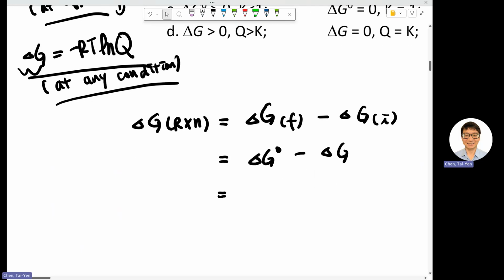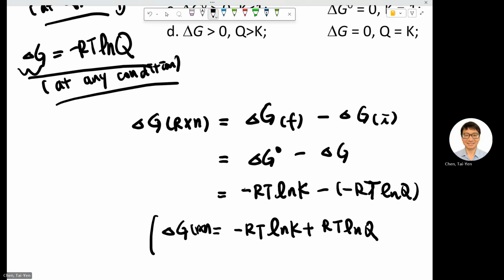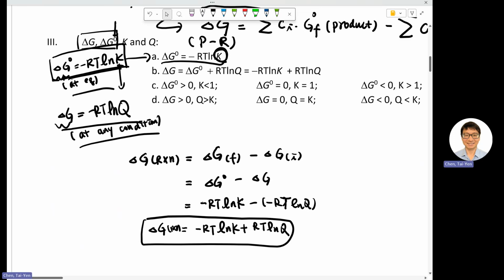So you can rewrite this. This will be negative RT natural log K minus negative RT natural log Q. So you have negative RT natural log K plus RT natural log Q. That will be the delta G of your reaction. That's what I'm writing here: negative RT natural log K plus RT natural log Q is the delta G of your reaction.